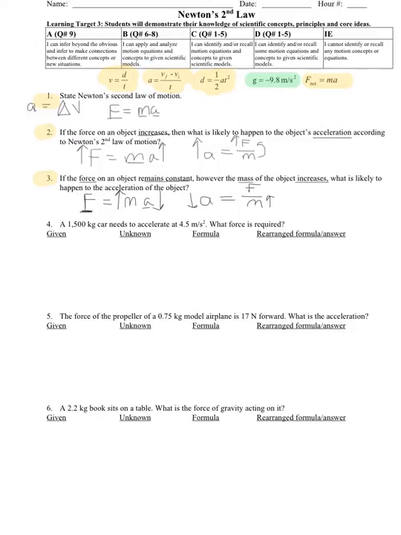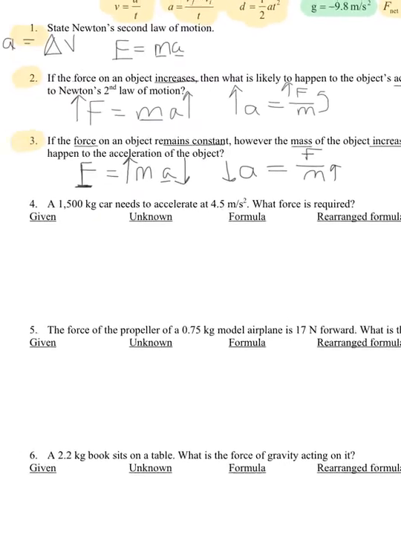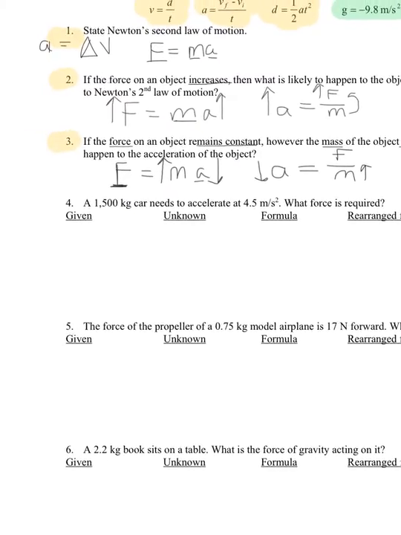So that was a long explanation for 1, 2, and 3. Hopefully numbers 4, 5, and 6 don't take as long to get through, and I'll try to get through them pretty quickly so you're not watching a 20-minute video. All right, so again, we're going to annotate. We always annotate. I strongly suggest you do this every time. A 1,500-kilogram car needs to accelerate at 4.5 meters per second squared. What is the force required?